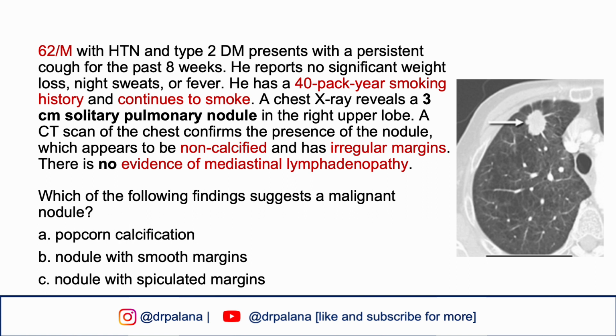Which of the following findings suggest a malignant nodule? Popcorn calcification, nodule with smooth margins, or nodule with spiculated margins? The right answer is C, nodule with spiculated margins. Differentiating benign from malignant nodules based on CT findings is important for your examination. Diffuse, central, laminated, or popcorn calcifications are benign patterns of calcification. A smooth margin suggests a benign cause, and spiculated margin is highly associated with malignancy.